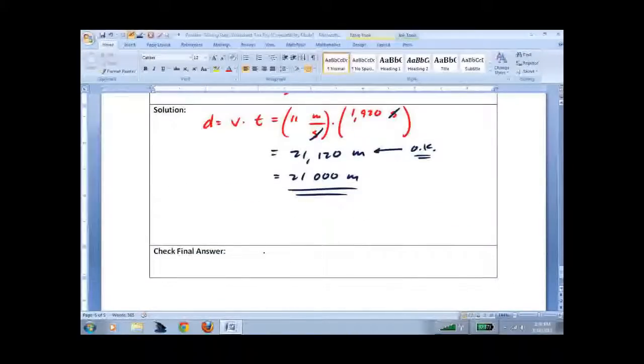This one should definitely be checked. Velocity should equal 11 meters per second. Velocity is distance, 21,000 meters over 1,920 seconds equals 10.9, and that's a rounding error, so no problem. These are tricky. A lot of people struggle with them. A lot of people struggle with different aspects of them. Good luck.